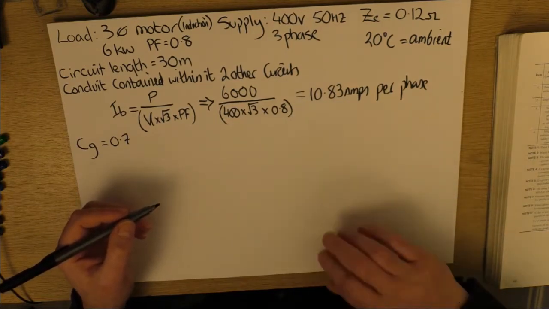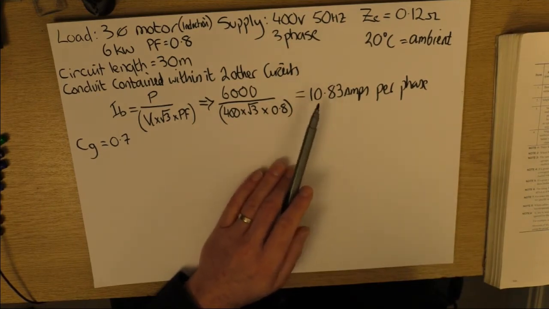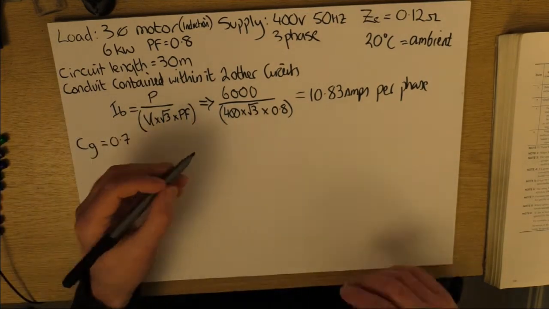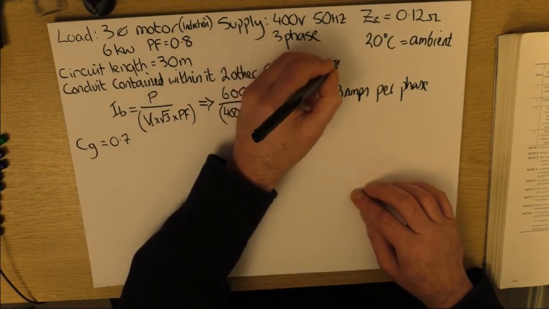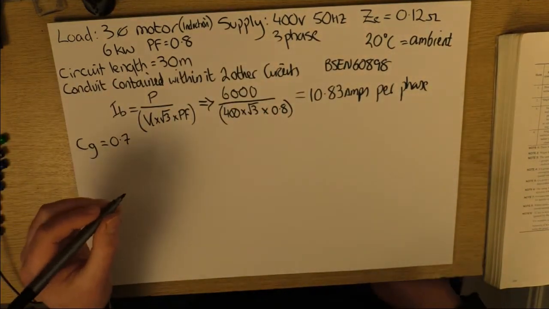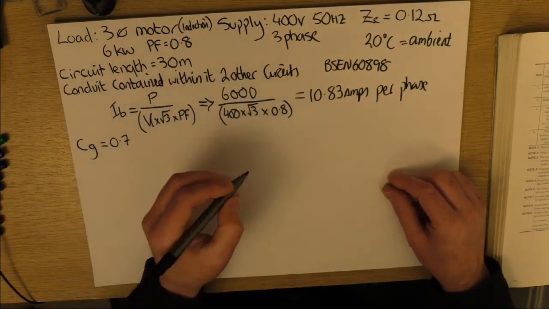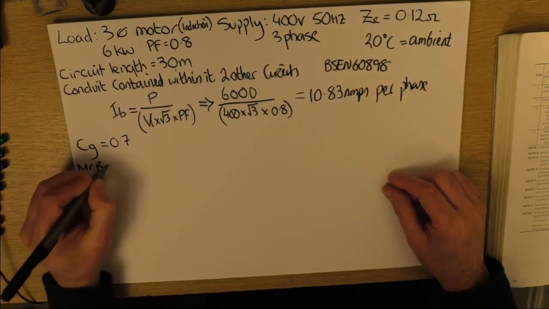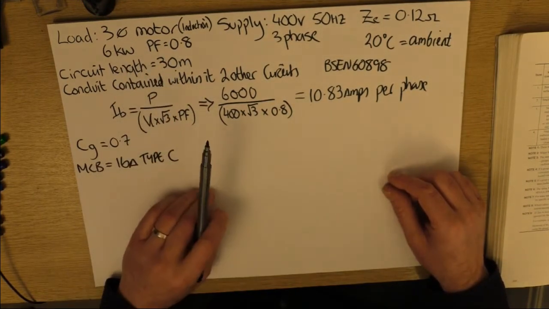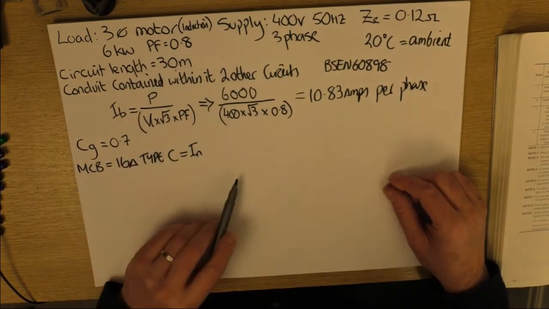Now we're going to need that in a minute, but first we need to decide what breaker we're going to use. You can go really close to this design current, so if there was an 11 amp breaker, I'd choose that. But the next one up, we'll just stick to MCBs for this. And being a motor, that's still quite likely. So which type though? Because it's a motor, it's probably sensible to use a type C. So our MCB will be a 16 amp type C, and that just allows a little bit of surge when the motor switches on. Okay, so this is our IN. It's the rating of our device.